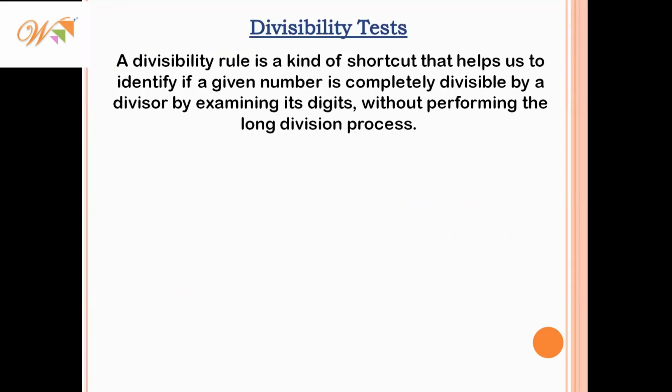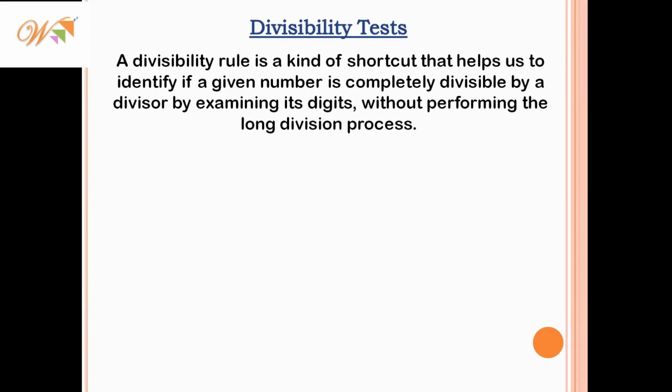Now let's see what is a divisibility test. A divisibility rule is a kind of shortcut that helps us to identify if a given number is completely divisible by a divisor just by examining its digits without performing the long division process. When I say completely divisible, what does that mean? That means that when you divide a number by another number, there should be no remainder. It should be completely divisible. That means the remainder should be 0.